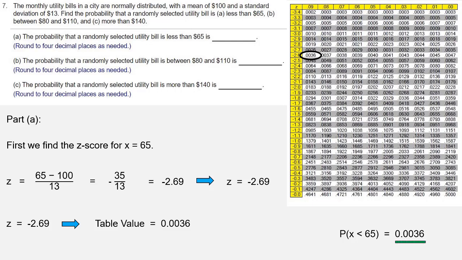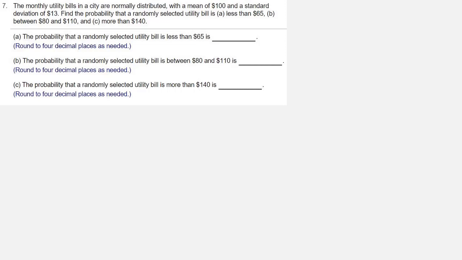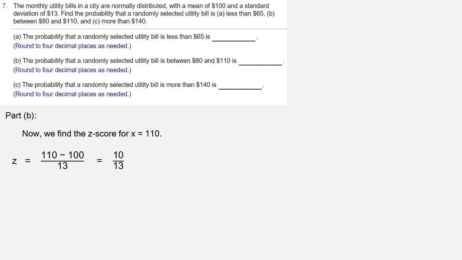In part B, we're looking for the probability that a randomly selected utility bill is between $80 and $110. So we're going to start here with x equals 110, because when you're finding the probability that x falls between two values, you start with the value on the right, which is 110. 110 minus 100 over 13 is 10 over 13. When we divide, we get 0.77.